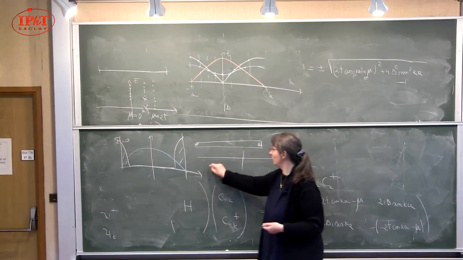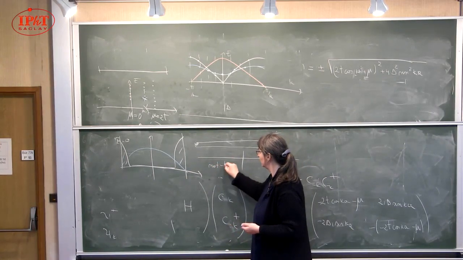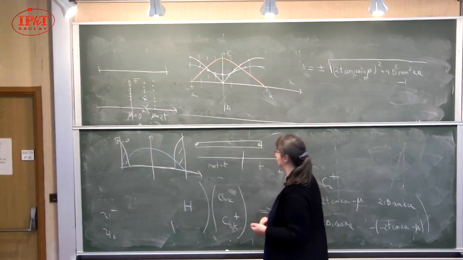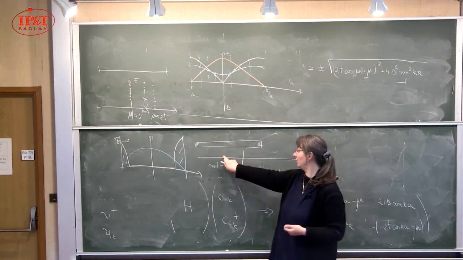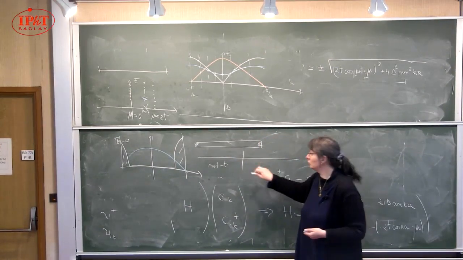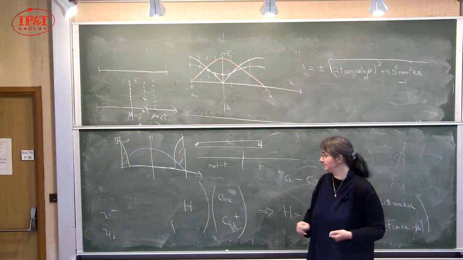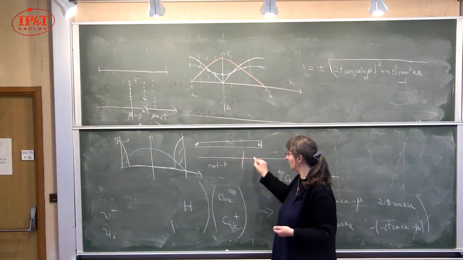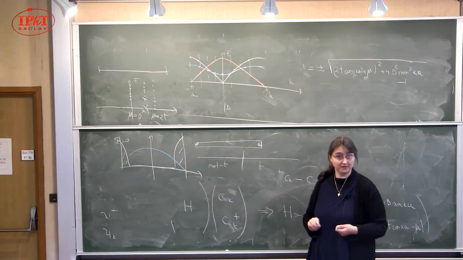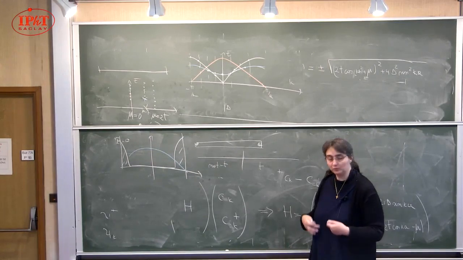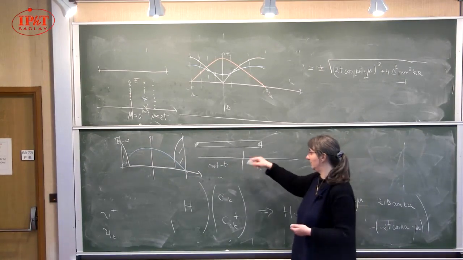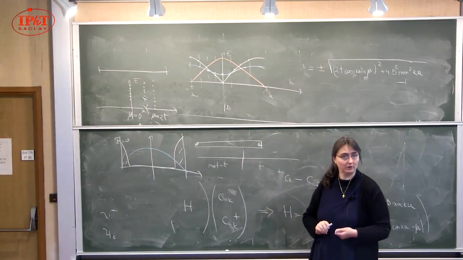I have a non-topological region here, and I have a topological one here. If this is non-topological and this is topological, automatically at the boundary I'm going to form a topological state. I'm going to have a Majorana state, because I cannot go between a topological and non-topological state without forming a domain wall, without forming this type of localized state.